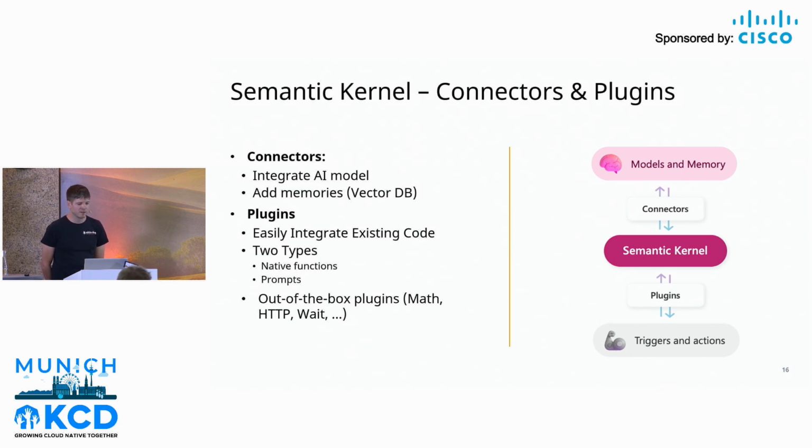And then we have the second type of plugins, called prompts. Previously, they called it semantic functions or semantic plugins. There we do not write native code in C# or something like that, but we write prompts, as the name suggests. So we use natural language to define what we want to do. And of course, this prompt is then sent to a large language model using a connector, and we will get the result back.